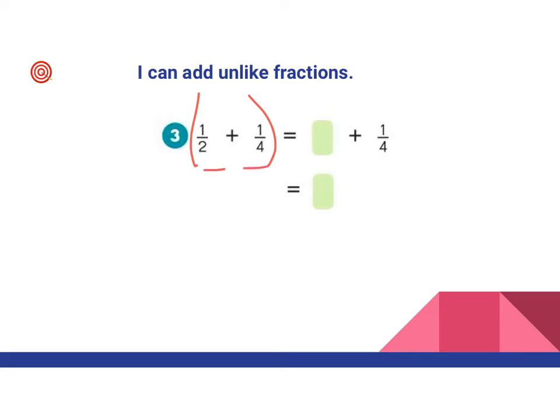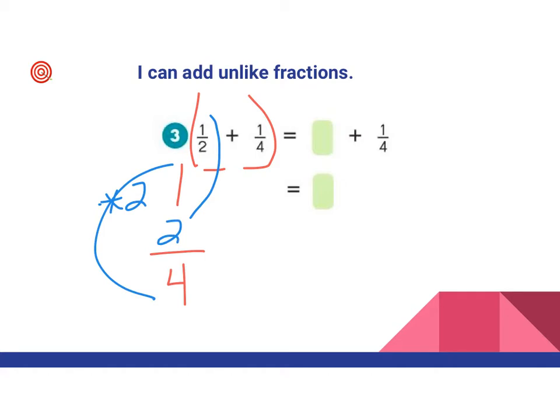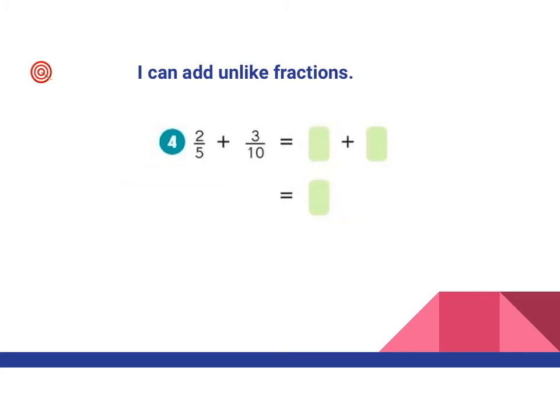Since I've got 2 and 4, it would be easy for me to find an equivalent fraction to fourths. 2 times what equals 4? It would be 2 times 2. 2 times 2 equals 4, so 1 times 2 equals 2. So an equivalent fraction to 1/2 is 2/4, plus 1/4 equals 3/4. Is that in simplest form? Yes, 3/4 is the answer.